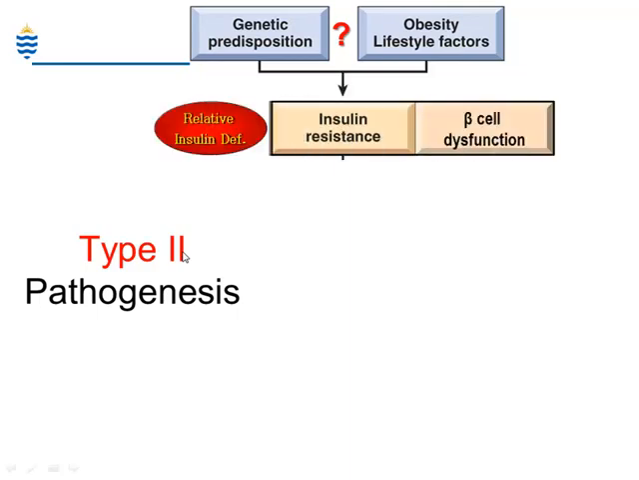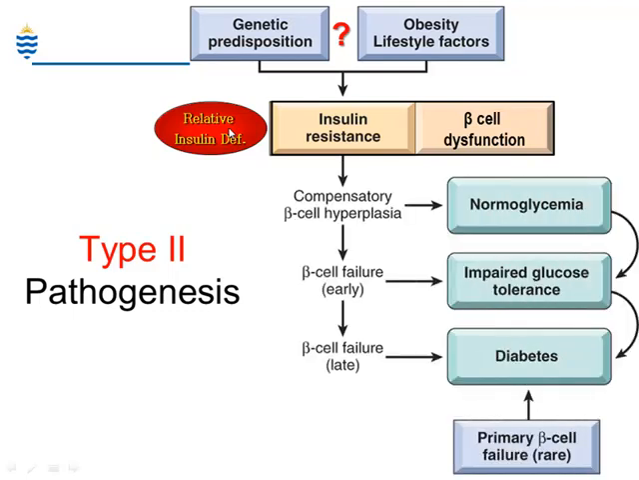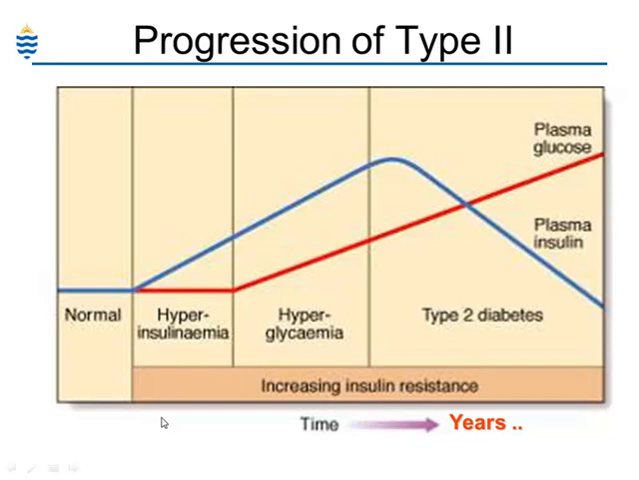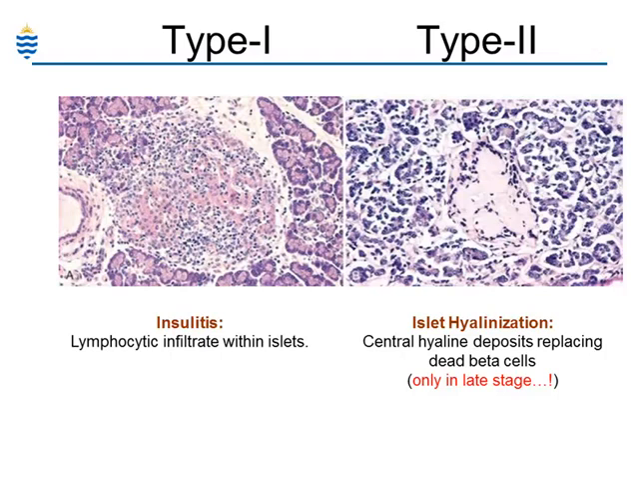Whereas type 2: genetic predisposition, we do not know; obesity, lifestyle factors, added to that insulin resistance, beta cell dysfunction, relative insulin deficiency. Again you can write the incretin theory, abnormalities of incretin function leading to diabetes, total exhaustion leading to insulin dependence, clinically gradually increasing over the years, unlike type 1.